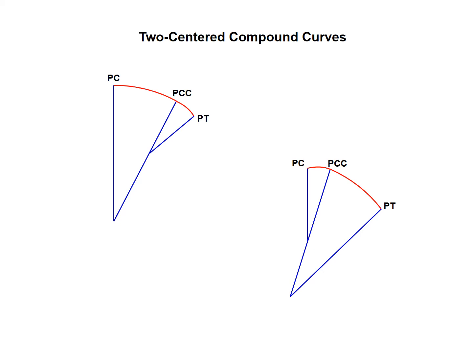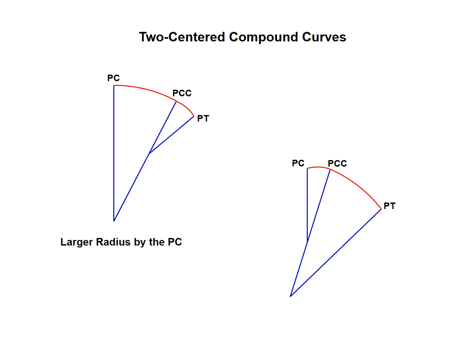A two-centered compound curve is a special type of horizontal curve, and this occurs when you have two simple curves placed back to back with different values for the radius. So similar to a simple curve, we have a point of curvature and the point of tangency, but our new point is now the point of compound curvature, and that's where those two simple curves meet.